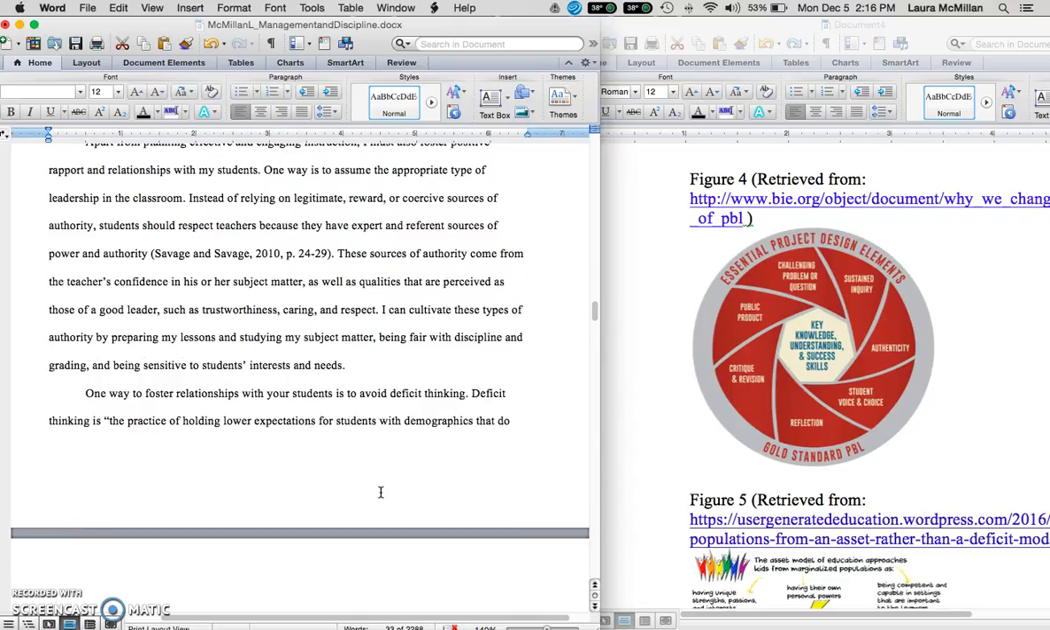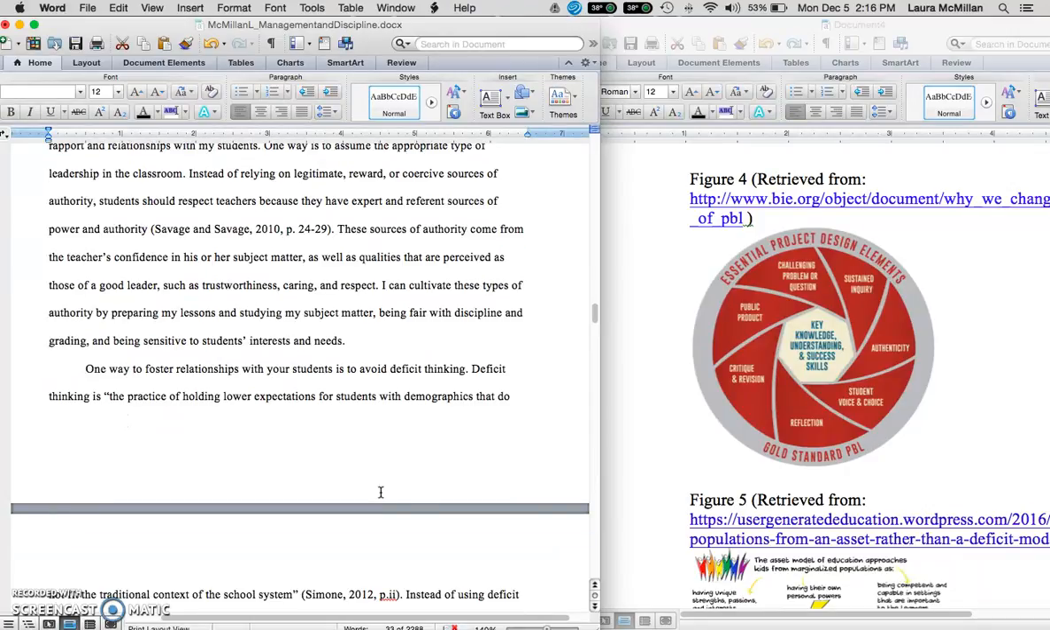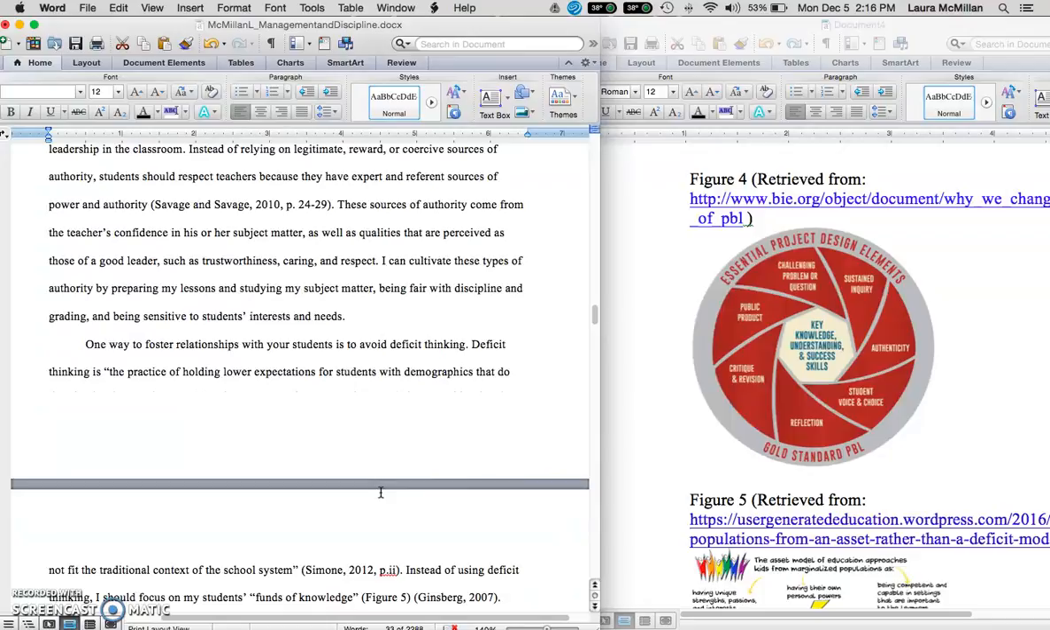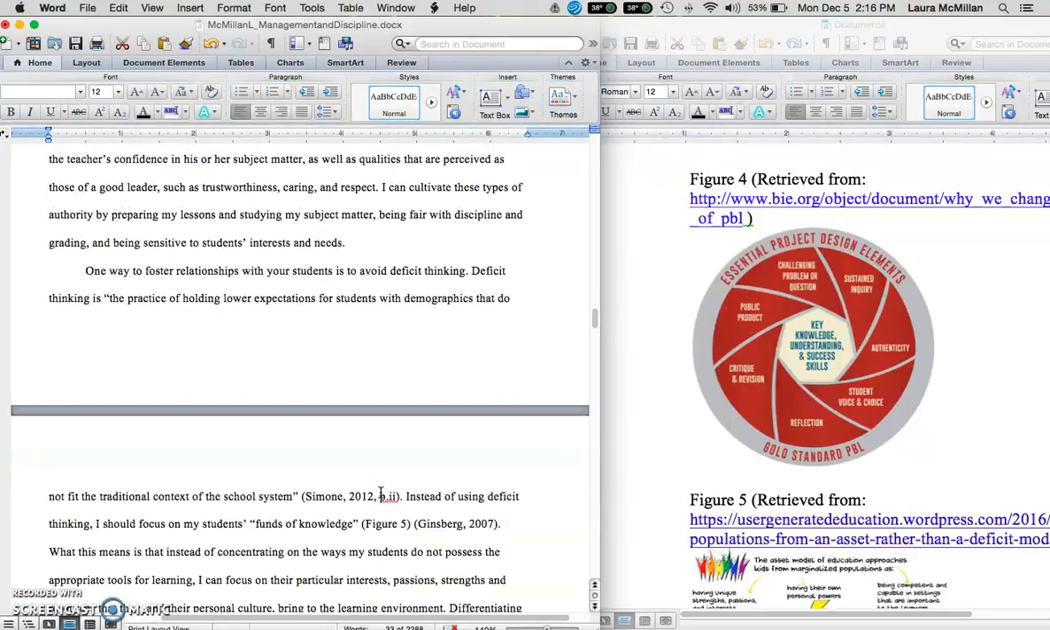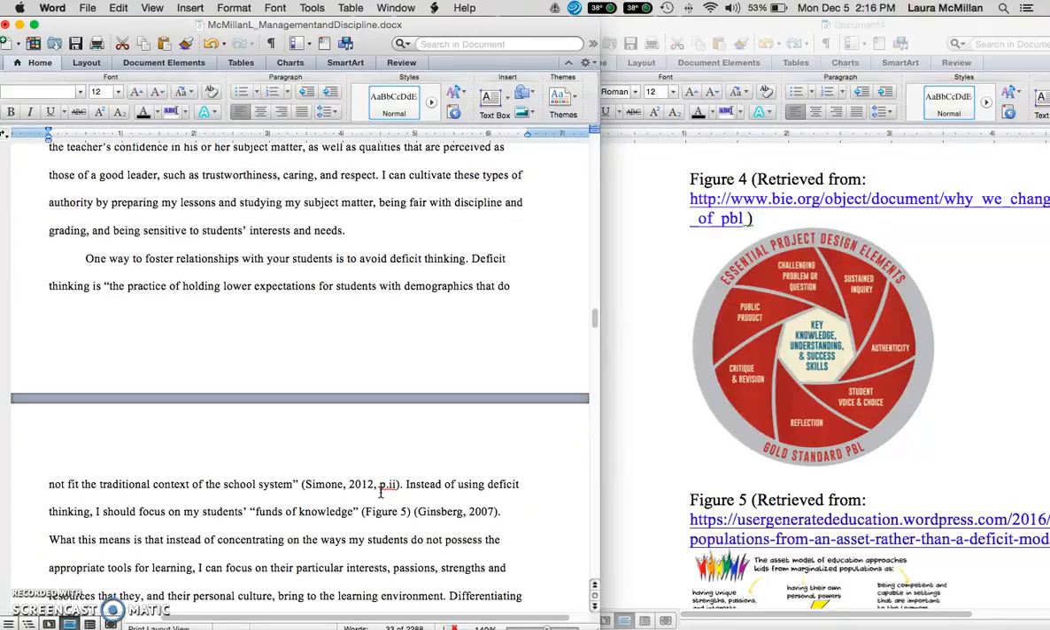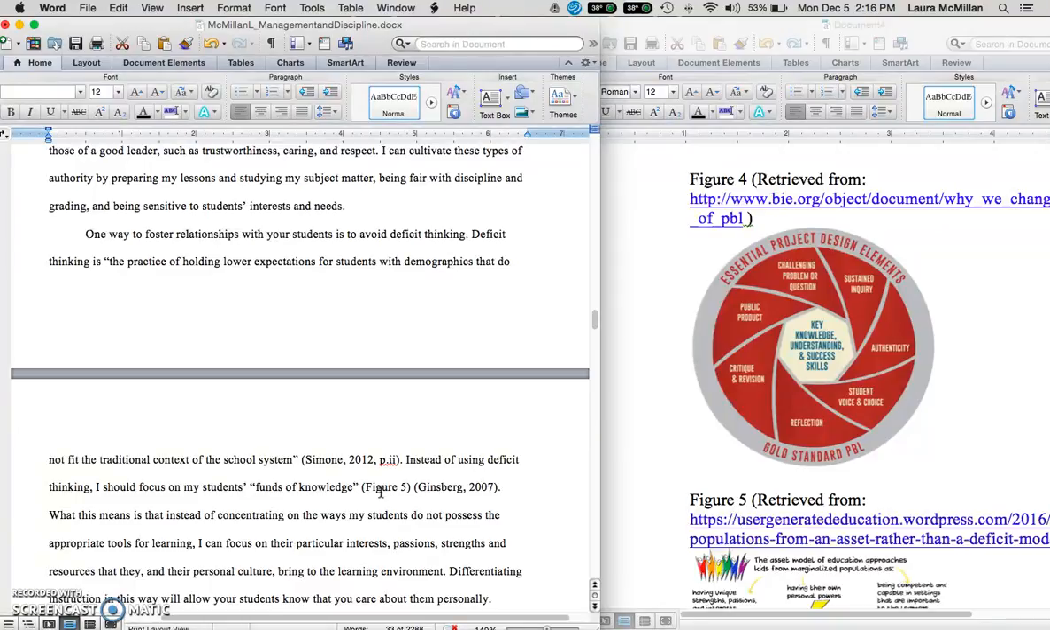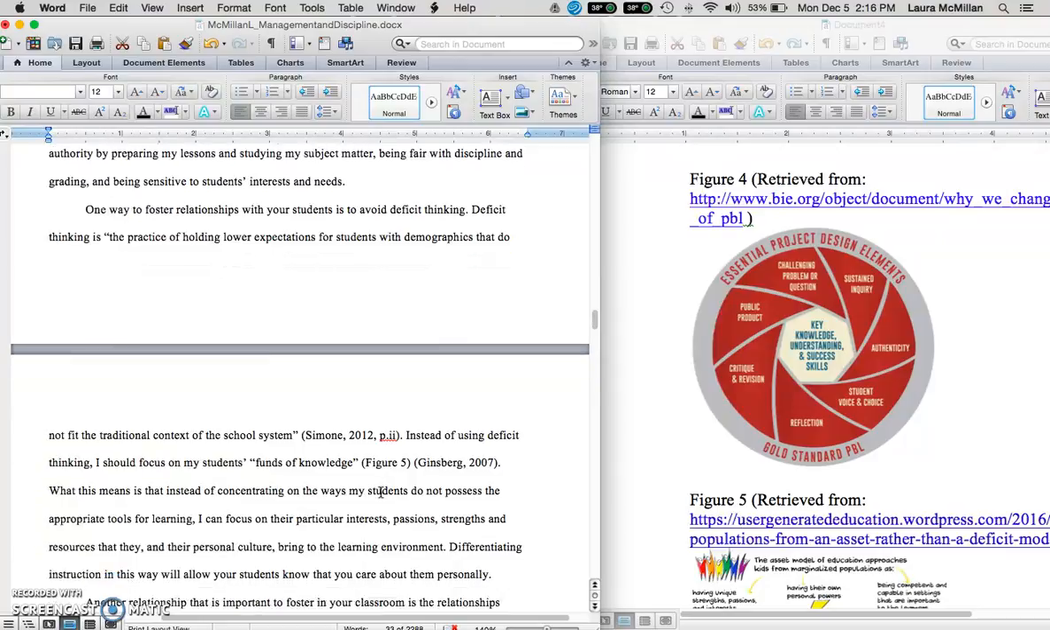One way to do so is to assume the appropriate type of leadership in the classroom. Instead of relying on legitimate reward or coercive sources of authority, students should respect teachers because they have expert and referent sources of power and authority. These sources of authority come from the teacher's confidence in his or her subject matter, as well as qualities that are perceived as those of a good leader, such as trustworthiness, caring, and respect. I can cultivate these types of authority by preparing my lessons and studying my subject matter, being fair with discipline and grading, and being sensitive to students' interests and needs.